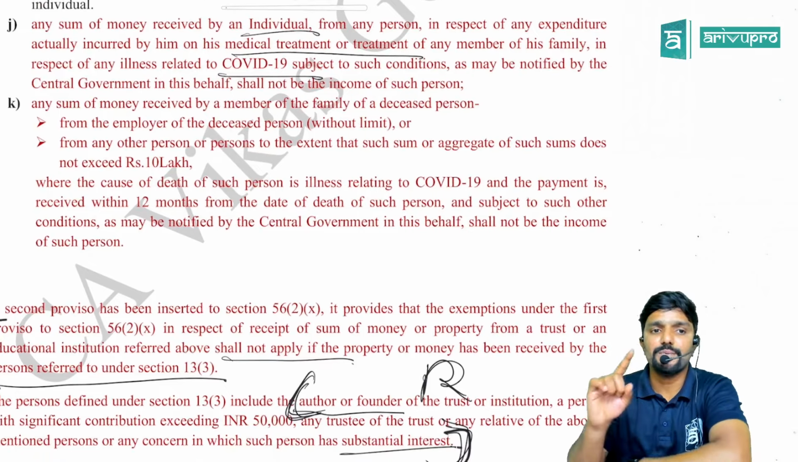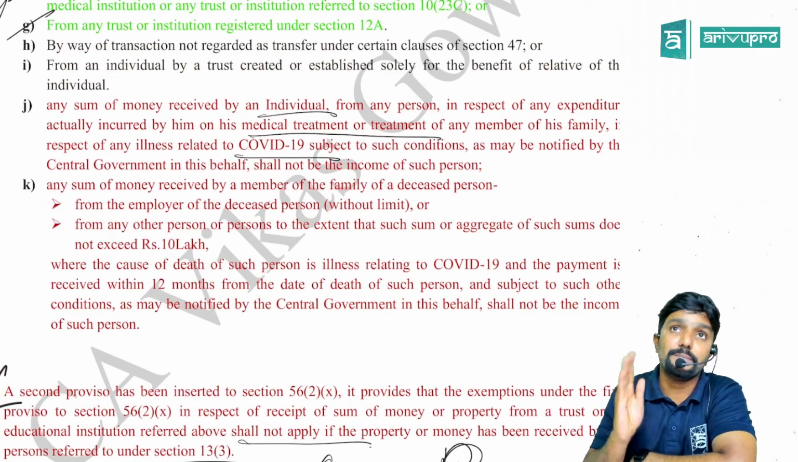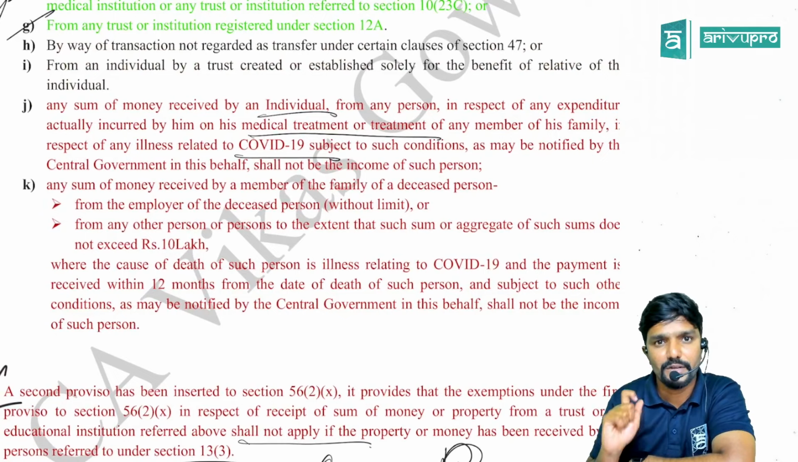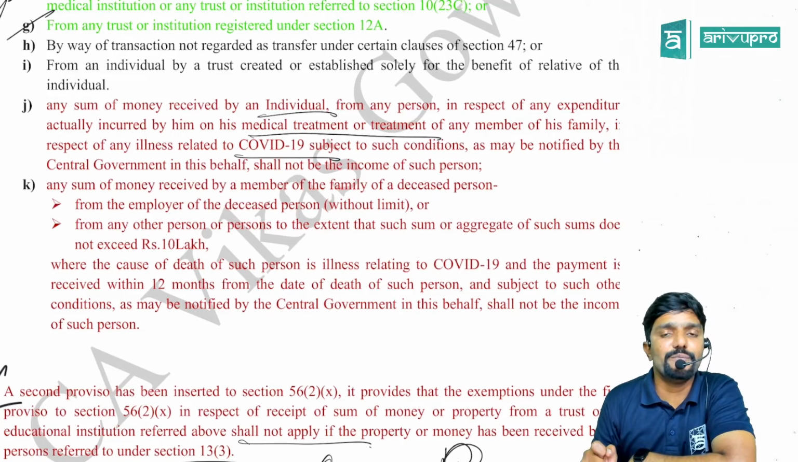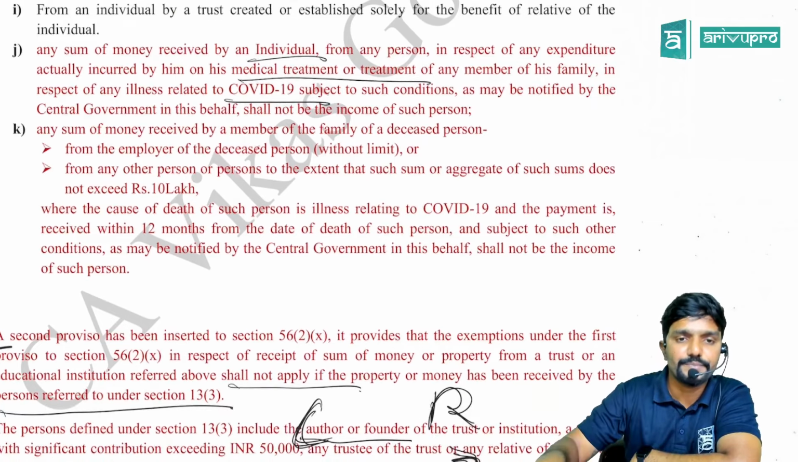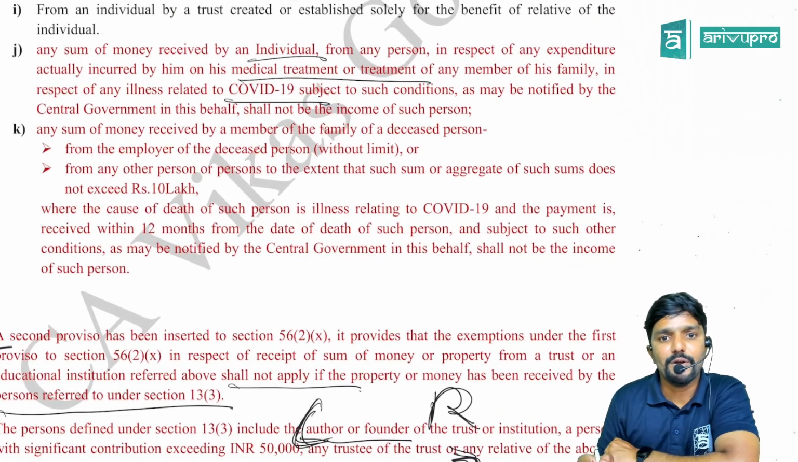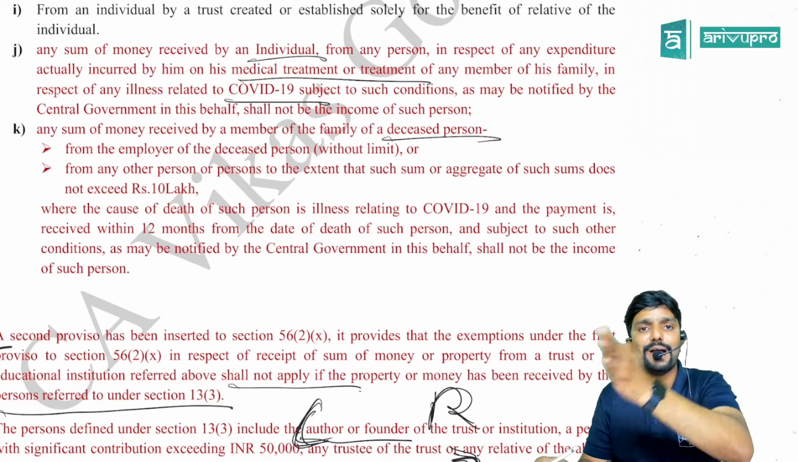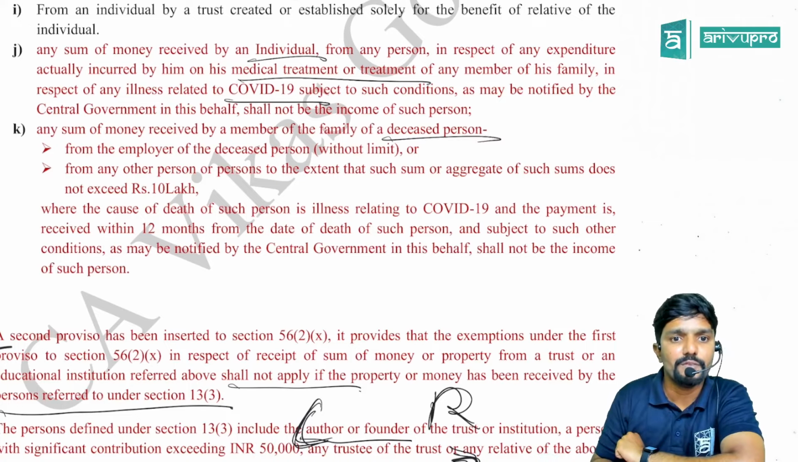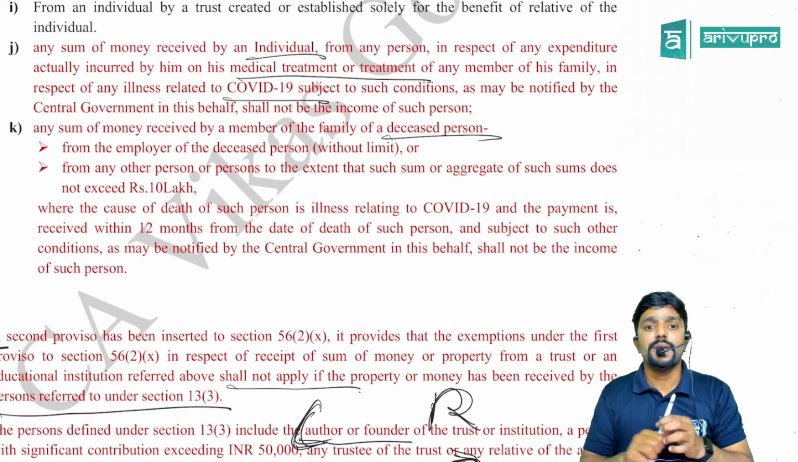Let us see. First one is medical treatment, J point. K is about compensation. It means the person has gone forever due to COVID. Due to the death, compensation has been received by his family members. Even that is not taxable, guys. Yeah, K: any sum of money received by a member of the family of a deceased person. Okay, person has gone, so his family members are receiving the money. From whom? From the employer of the deceased person, without any limit.